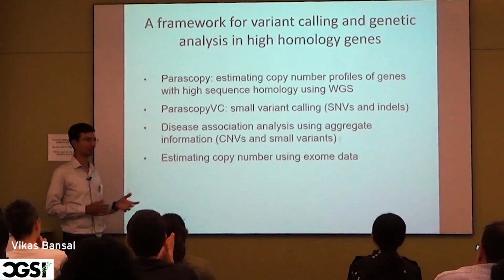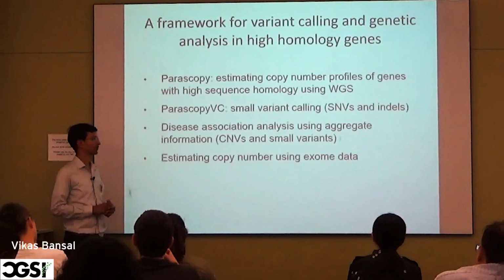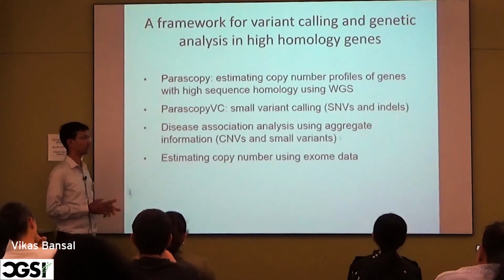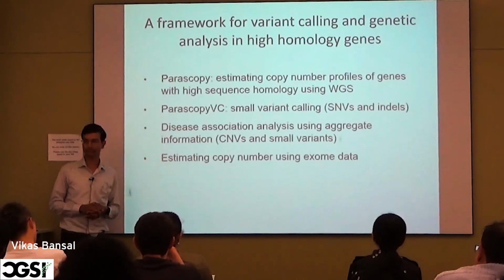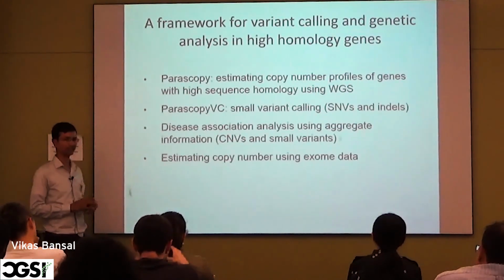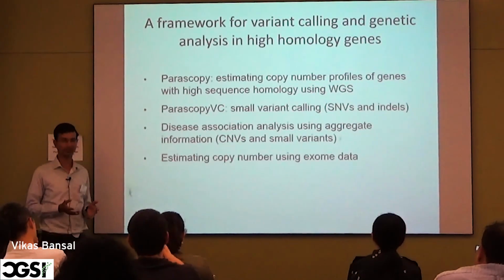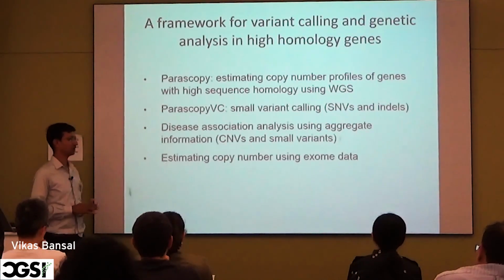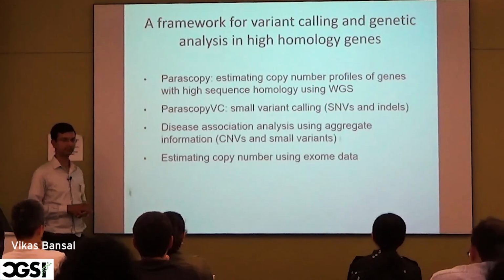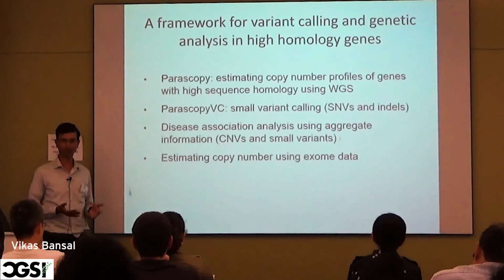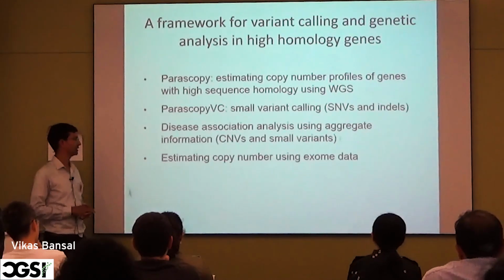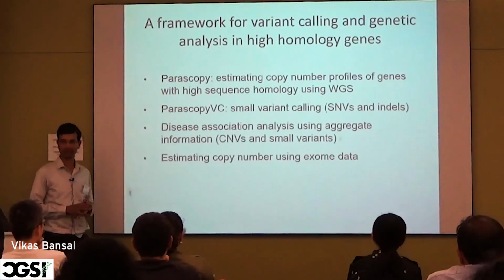And another challenge related to these genes is that for many genes like SMN1, we can only do aggregate variant calling, which means that we cannot distinguish whether the variant is present or located in SMN1 or SMN2. So therefore, the question is, is this information useful? Can we do disease association analysis with this aggregate information? And I'll talk a little bit about that also.